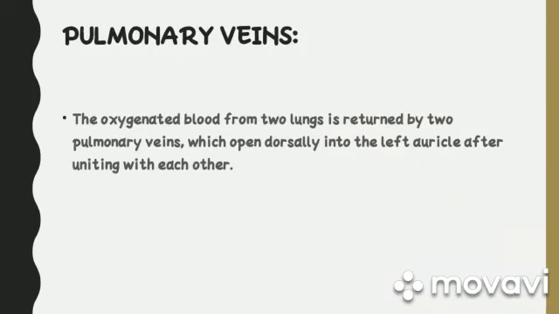At first we have pulmonary vein. The oxygenated blood from the lungs is collected by pulmonary veins which bring it to the left auricle of the heart. Students, we have already discussed this thing in circulatory system.